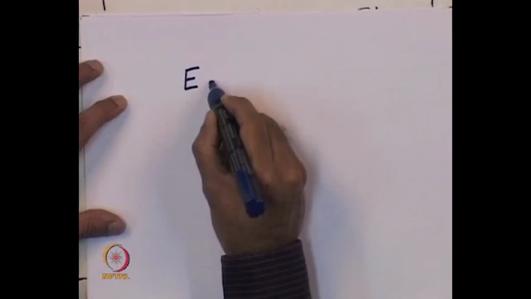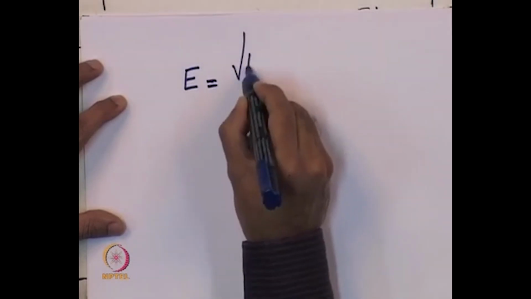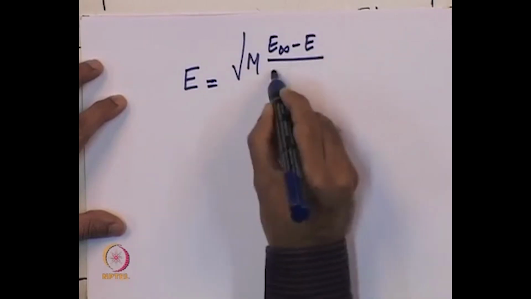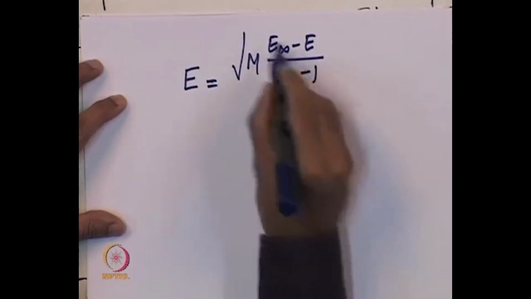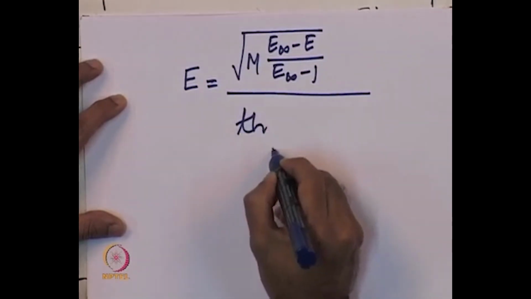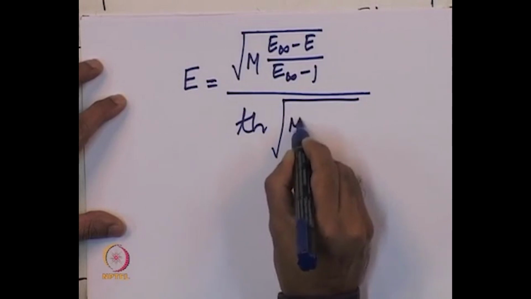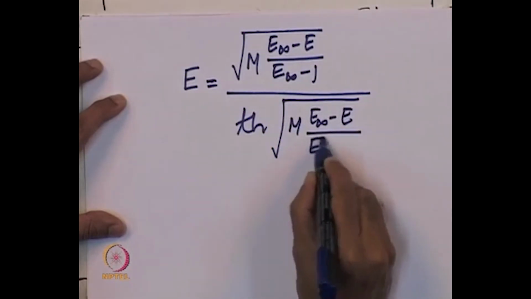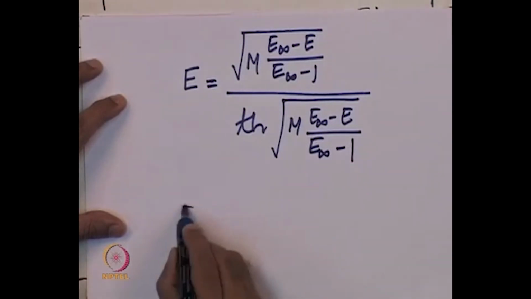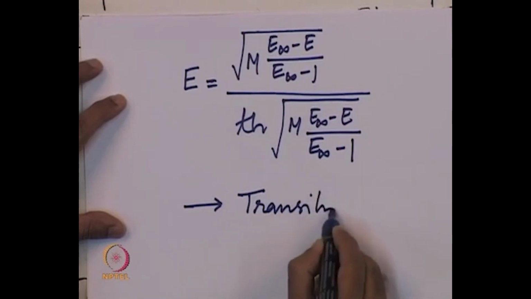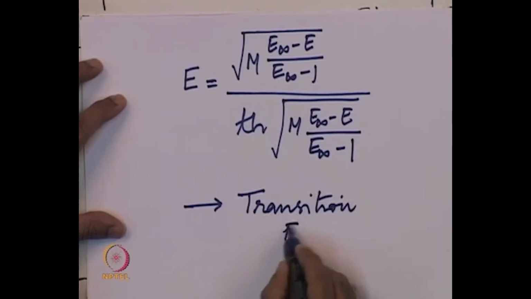So, the expression that we had derived then, if you recall, is square root of m (E infinity minus E) divided by (E infinity minus 1), divided by tan h of the same quantity, square root of m (E infinity minus E) divided by (E infinity minus 1). So, this equation obtains for the transition regime fast to instantaneous.